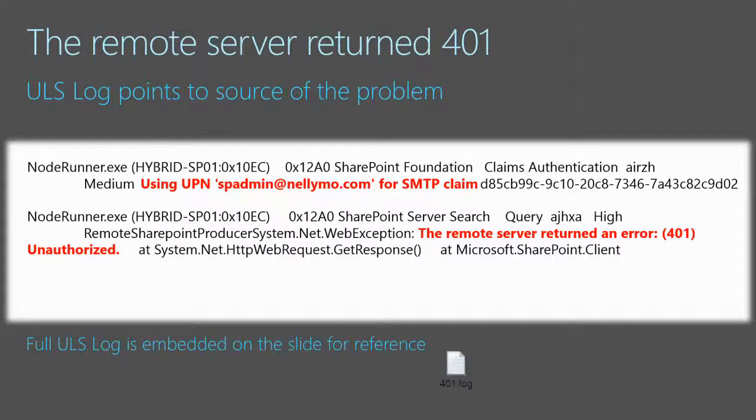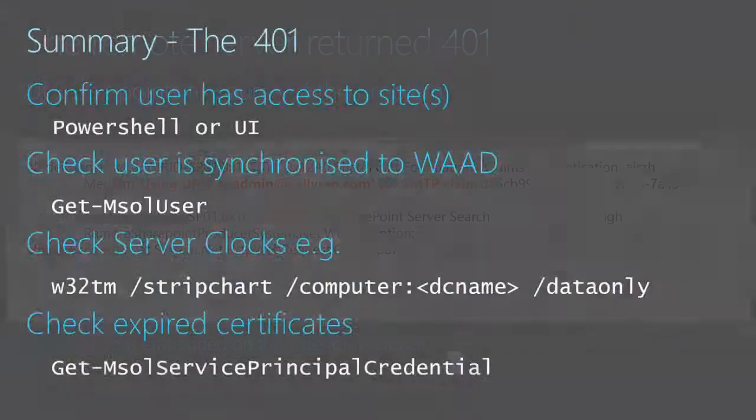The ULS logs would point you to even a little bit more information which says which user it is, and that's specifically what we get here. We have embedded ULS logs for your reference if you want to look into how a real-life scenario looks in this case. However, when you have 401, these are the set of things, or we call this the battle card, which you would want to look into from a troubleshooting perspective.